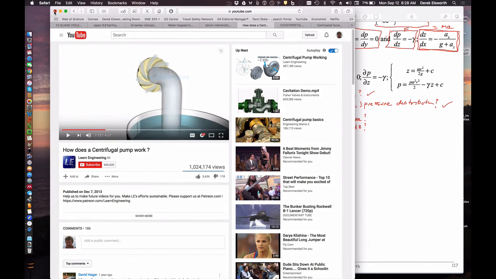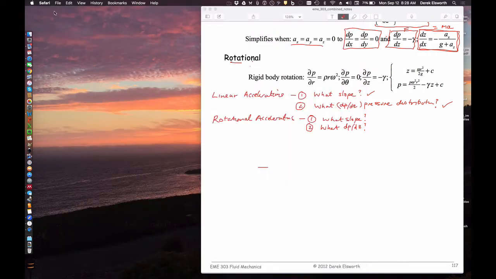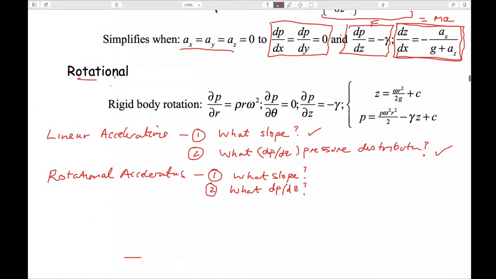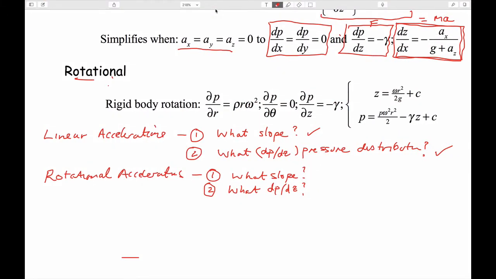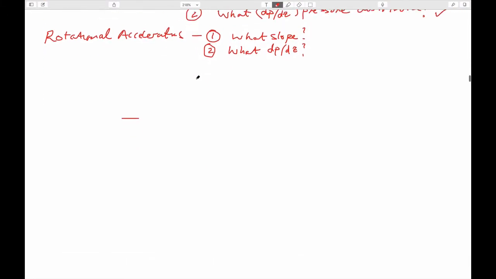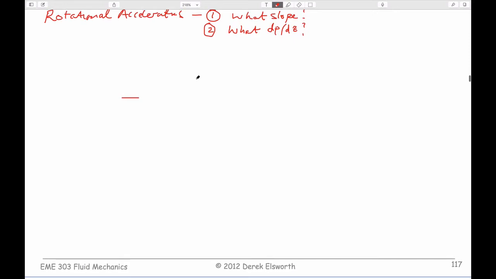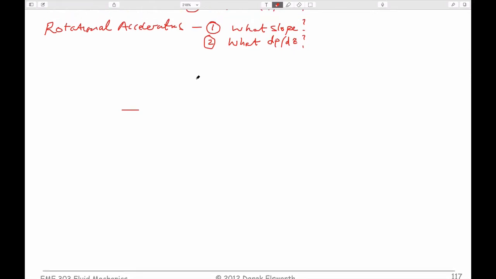So we'd like to be able to understand exactly what the working principles are from that, and we don't quite have the background to do that from what we've talked about so far, but we can maybe catch up with it quickly. Where are we? So let's look at rotational accelerations. That's this part here.